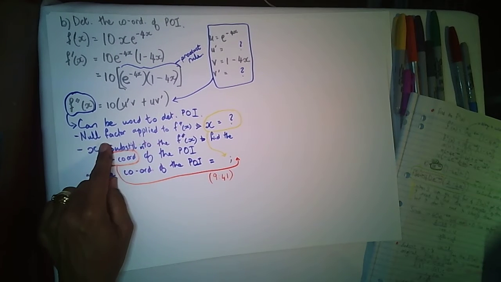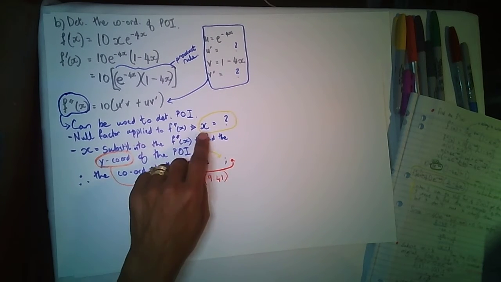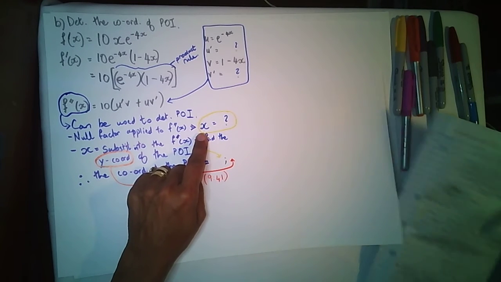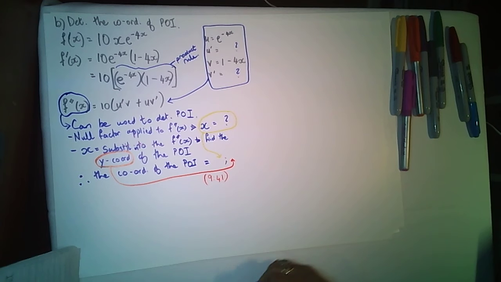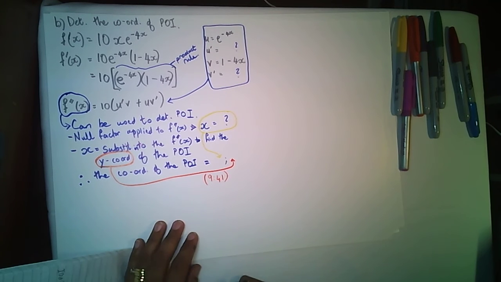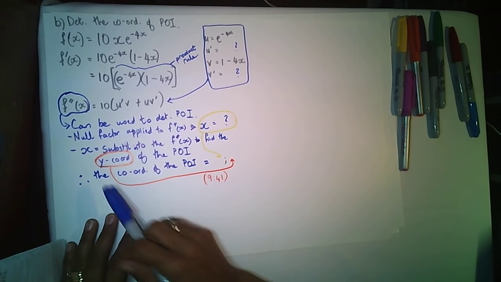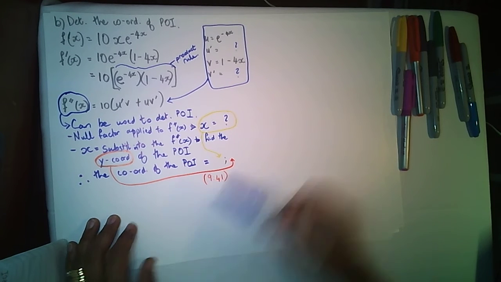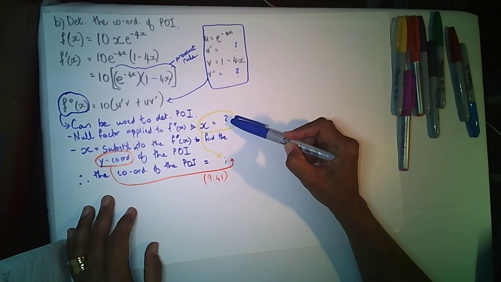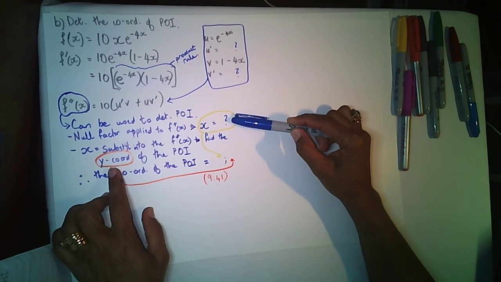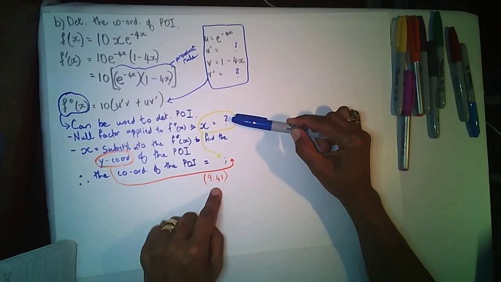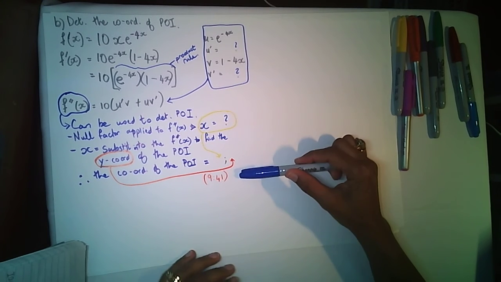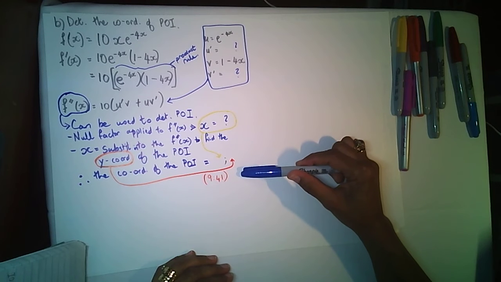We can use our null factor law to find our x value, and we were looking to find our y coordinate of the point of inflection. By substituting the x coordinate into the original function, we were able to find the y coordinate. And I did invite you to the Zoom session on Friday if you are unclear about how to do that.